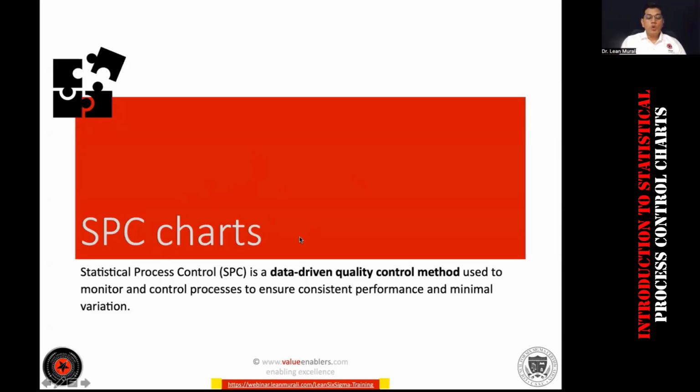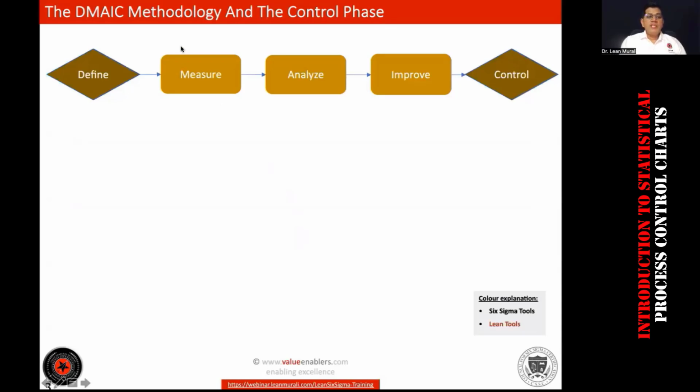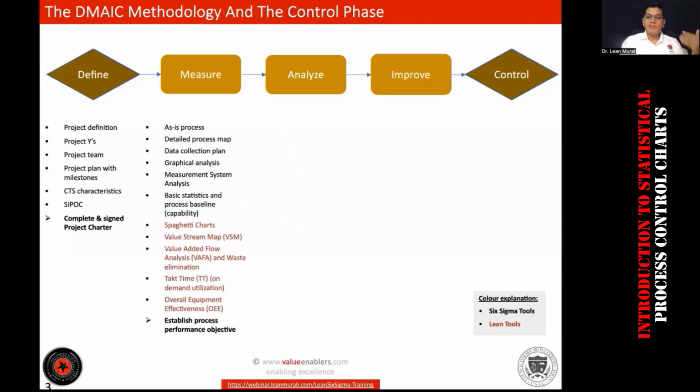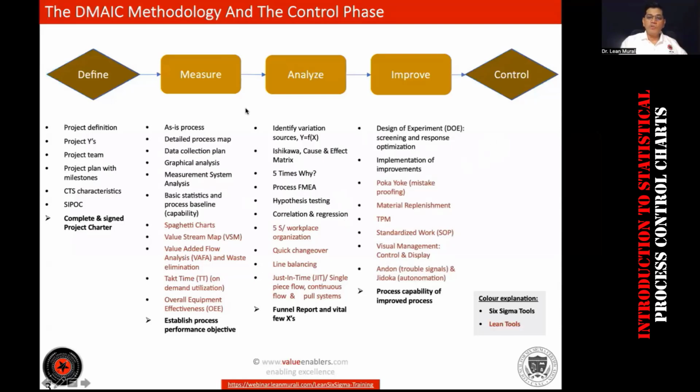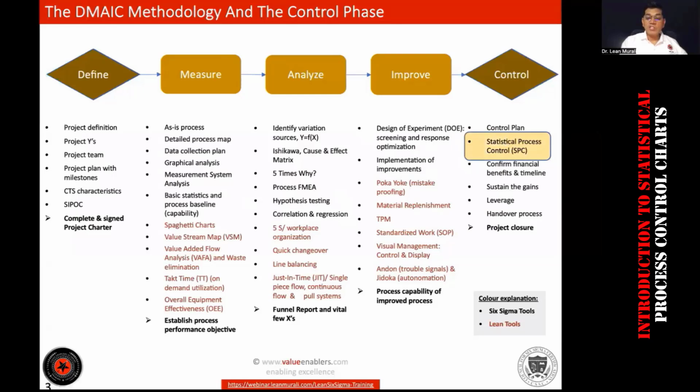Okay, good. Now, if you see the entire DMAIC methodology: define, measure, analyze, improve, and control. Those who are here for the first time, type DMAIC in the chat box. You must and should record this. Define, measure, analyze, improve, and control. And we have gone through all the tools here. In define, measure, analyze, improve, and control, we have gone through a set of tools. And today, we are into this SPC, which is statistical process control.